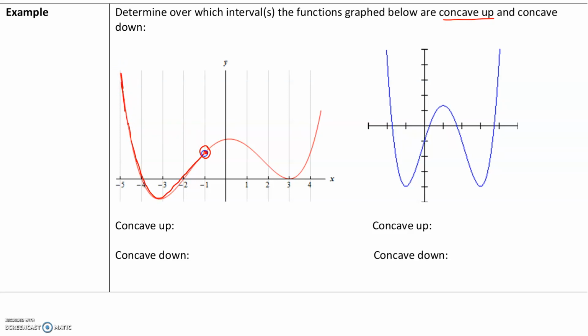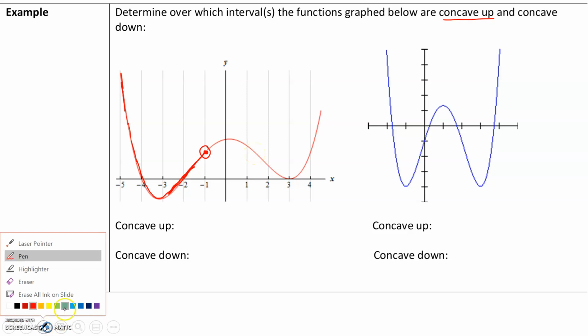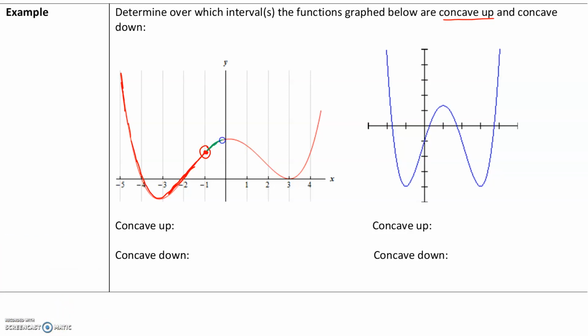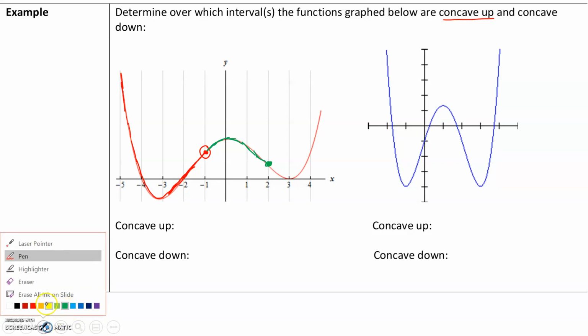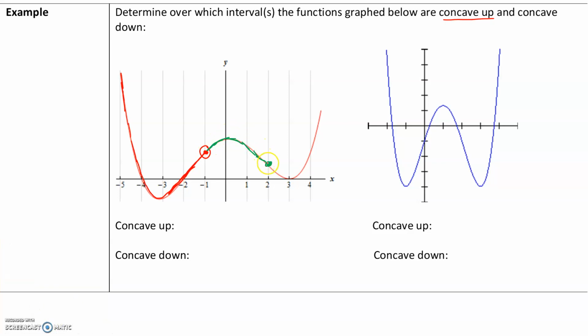This is a U shape, but at about this point, the U turns into an M shape. So then this is going to be concave down. This interval, M shape, M shape, M shape, is going to be concave down. But look at what happens right there. At that point, the M shape once again changes to part of a U shape. So this once again is going to be concave up.